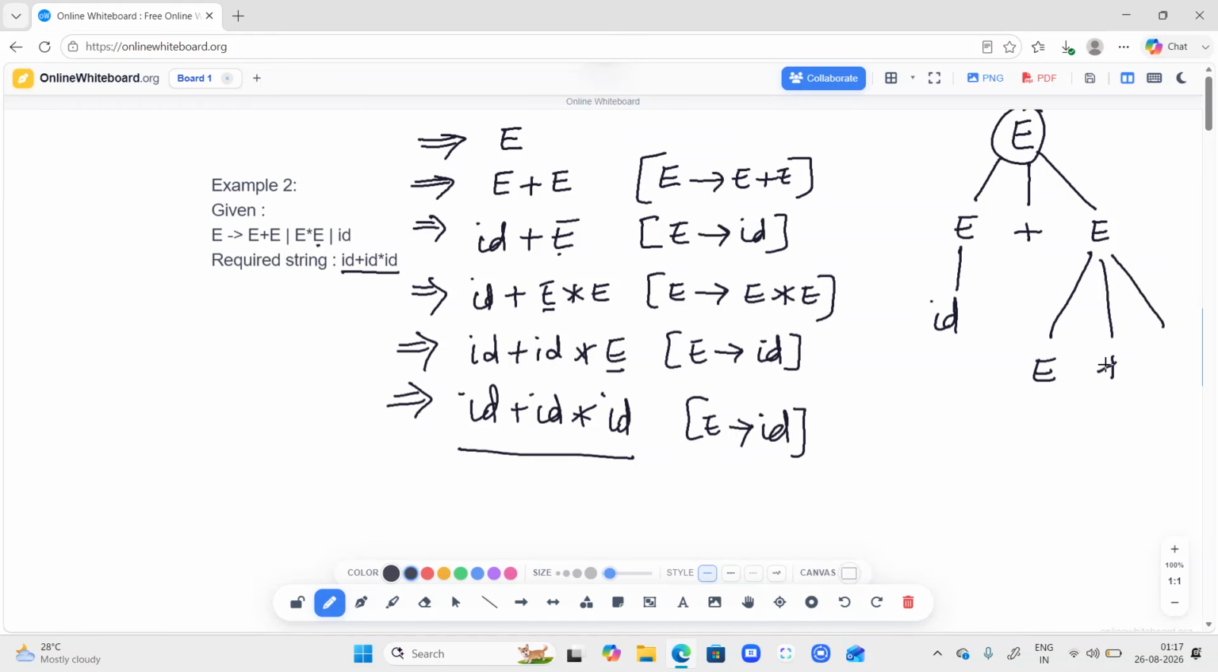E into E. Then I replace this E with ID. And then I replace this E with ID. So my string is ID plus ID into ID. I'm showing it using dotted lines. This is the required string.